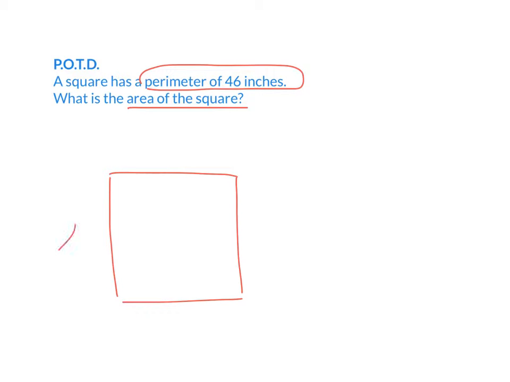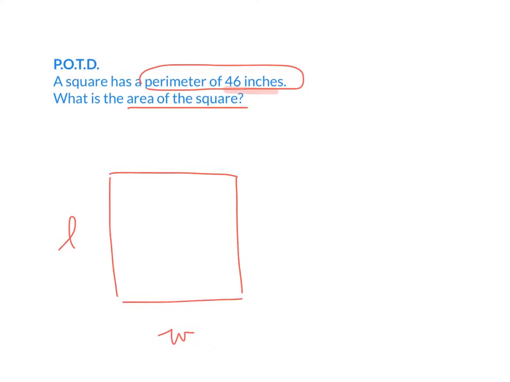We need to know what the length is and what the width is. Do you agree? What do we know about squares? What's one property of squares that we know? Luke? All sides are equal. So in this case, would the length and the width be the same? Very good. The question tells us that the perimeter is 46 inches.